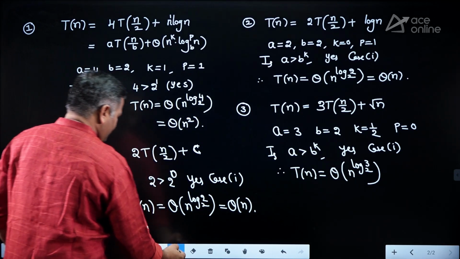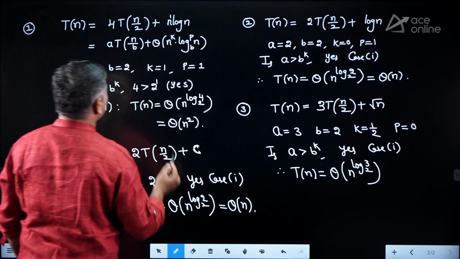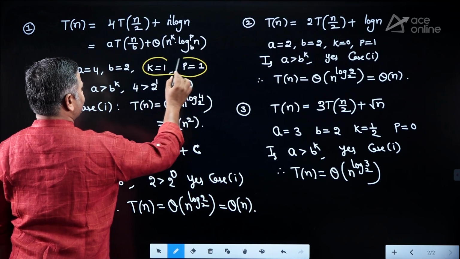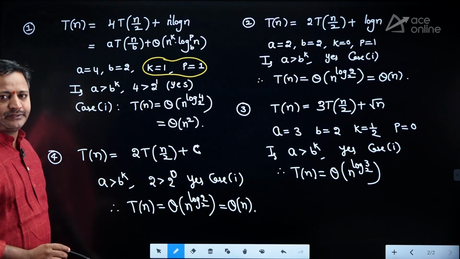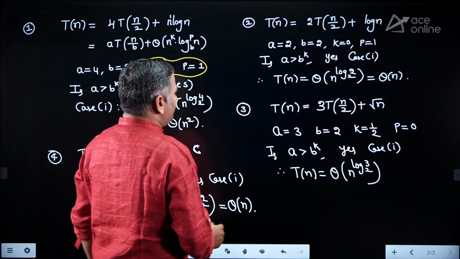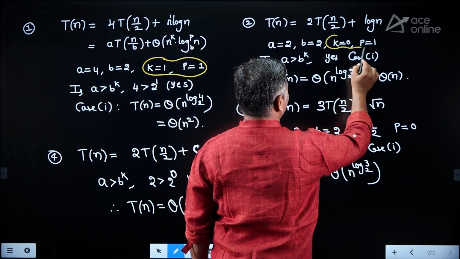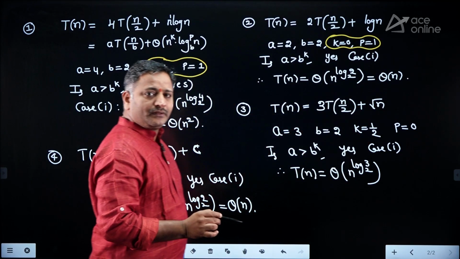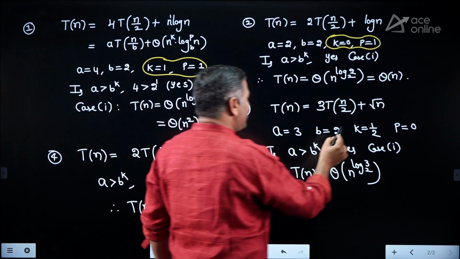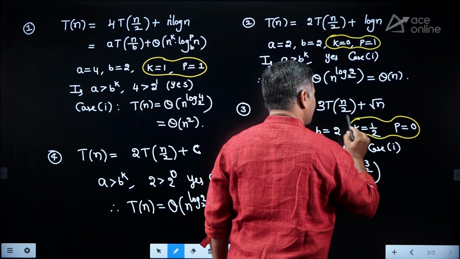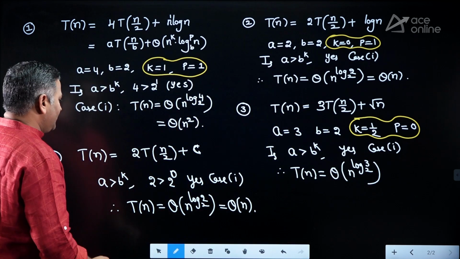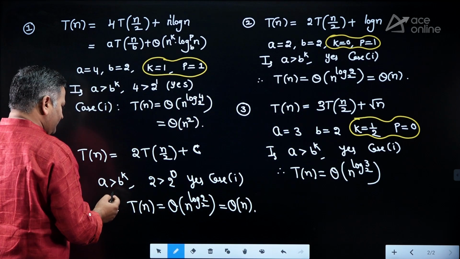In the first case, both k and p are present. Both k and p are present, right? Whereas in the second problem, k is absent, p is present. Third problem, k is present and p is absent, right friends, okay? And in the fourth one, both k and p are absent.